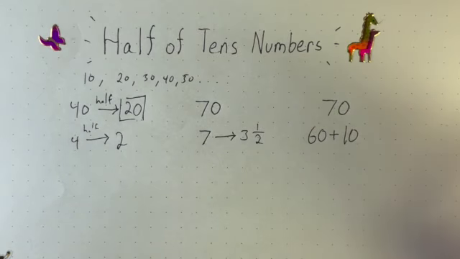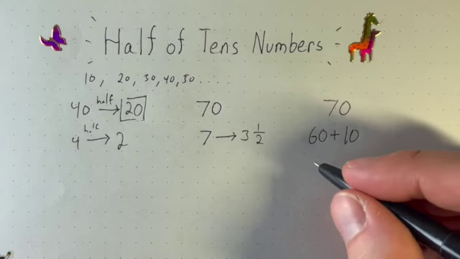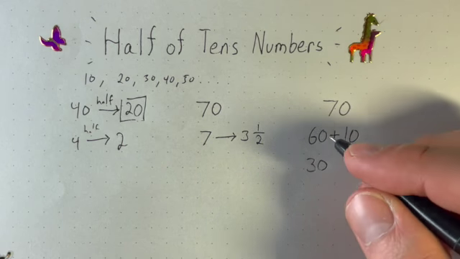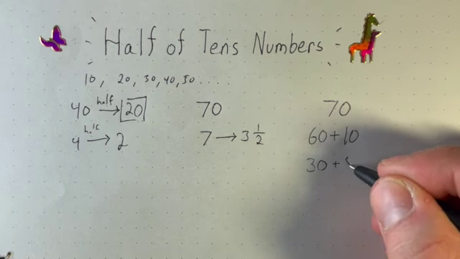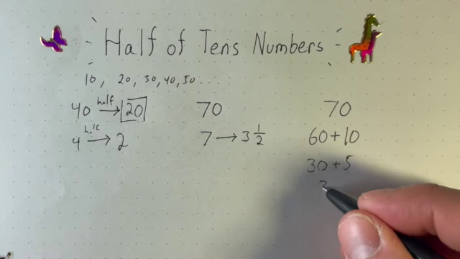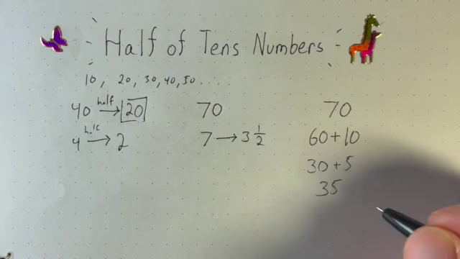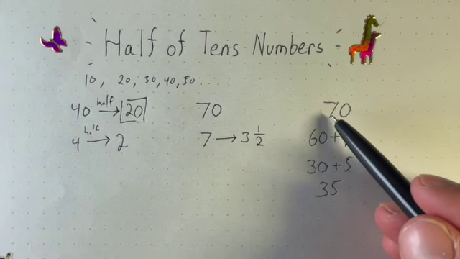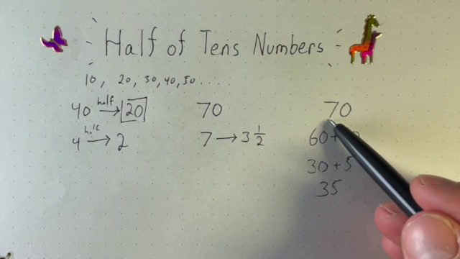And now I'll split it in half. So half of 60 is 30, because half of 6 is 3. Half of 10 will be 5. And I'll put those two parts back together. So half of 70 is 35. And that's how I take half of a tens number that has an odd number in the tens place.